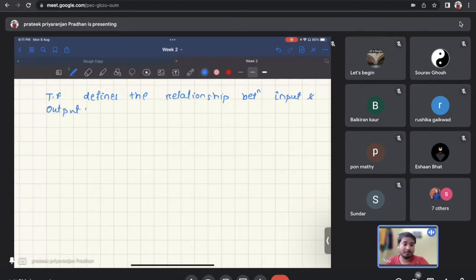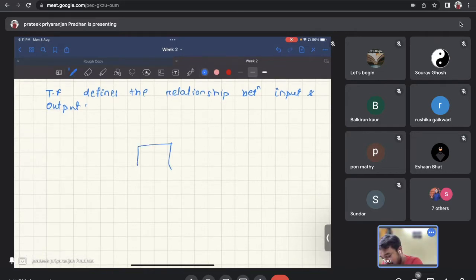Okay, so it's not a book definition. If in exams the question comes, what is the definition of transfer function, you should not write this. You should write the book definition. This is just an overview. You should get what it does.